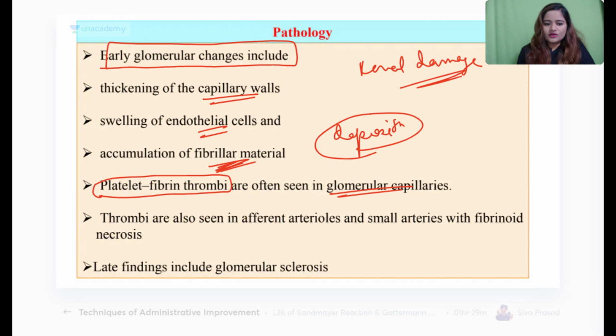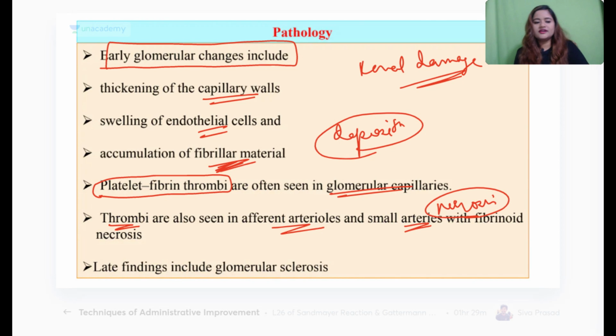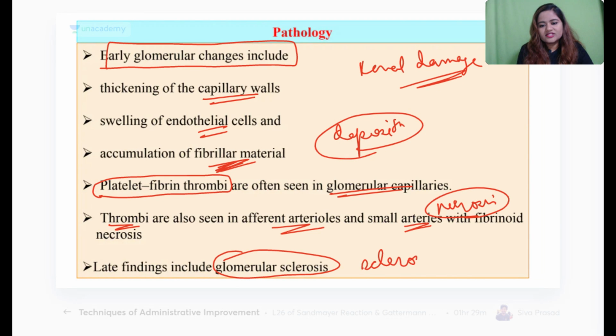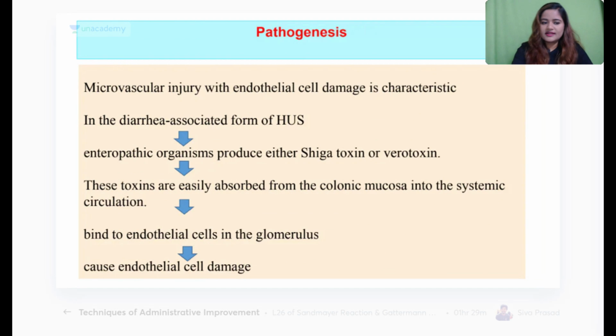Now these thrombi will do what? These thrombi can go and affect your smaller arterioles and the small arteries. They are going to undergo necrosis. अब वो block हो जाएंगे, ठीक है? जितने छोटे minute vessels है वो easily block हो जाते हैं. So these thrombi will go and block your arterioles and small arteries, which will lead to their necrosis. Now late finding is, if we don't attend it and we don't manage the complication, because of this necrosis, gradually there is going to be sclerosis as well. So that is how it leads to renal damage.